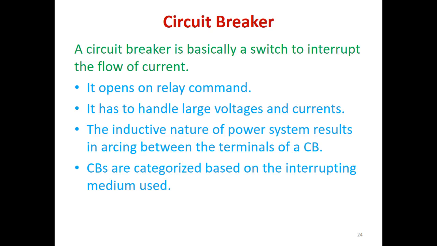CBs are categorized based on the interrupting medium used. Their names are given to the circuit breakers based on the quenching medium or interrupting medium available in the circuit breaker, like oil circuit breaker, air circuit breaker, vacuum circuit breaker, SF6 circuit breaker. These are the mediums for quenching the arc, because the arc is produced in the circuit breaker, right? We'll talk more about circuit breakers in later classes.